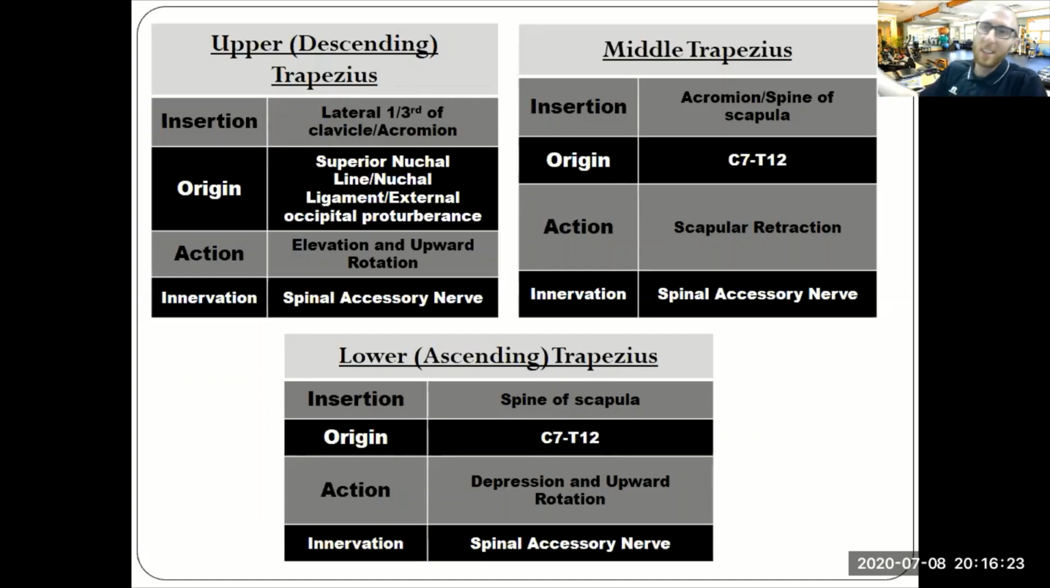Your book is great, but I've summarized it for you into the different regions of the trapezius. For the upper trapezius, the insertion point is on the lateral 1/3 of the clavicle and the acromion. The origin is way over in the middle of the back, right? And we're doing elevation and upward rotation.